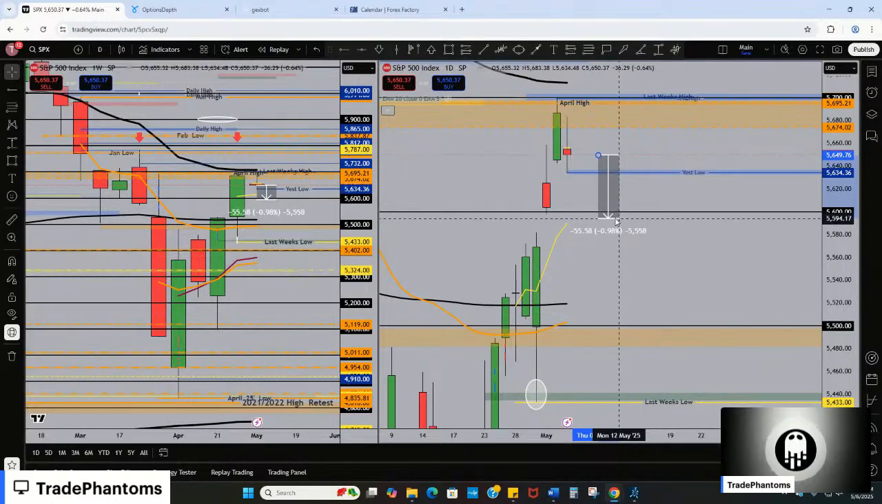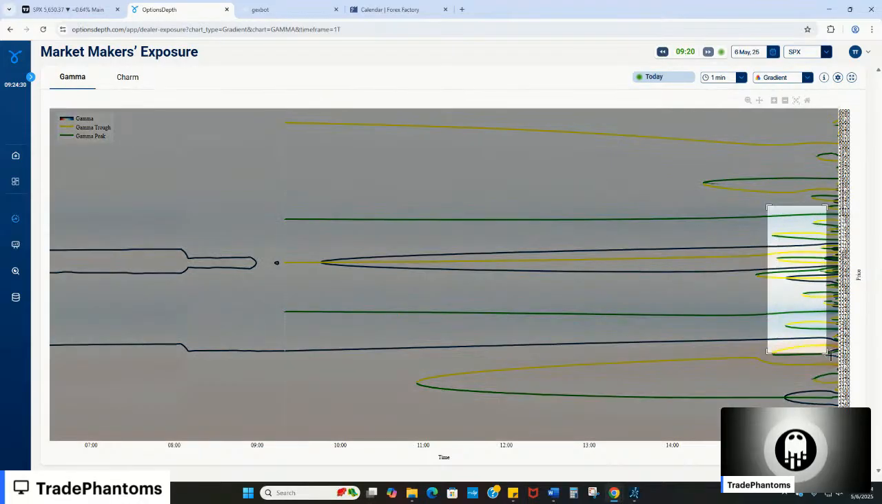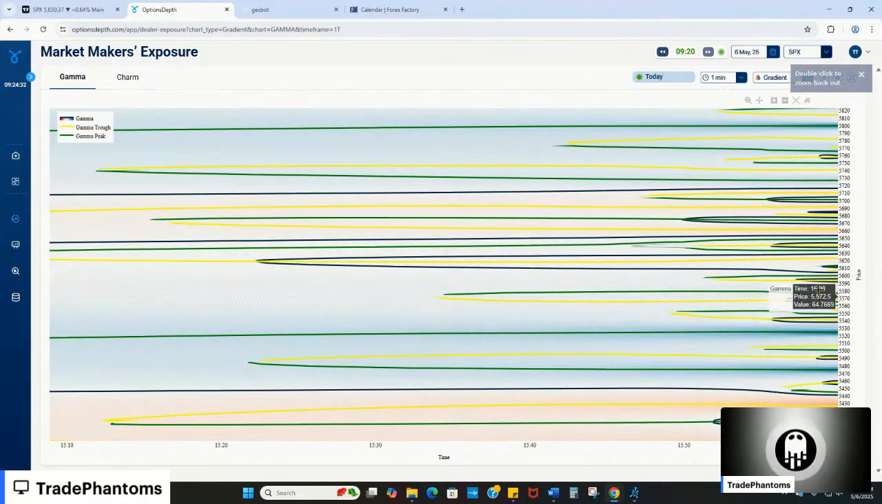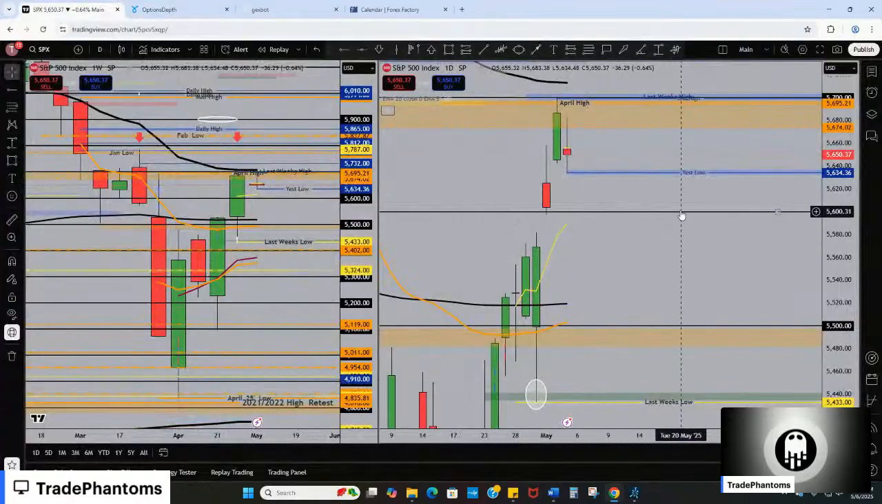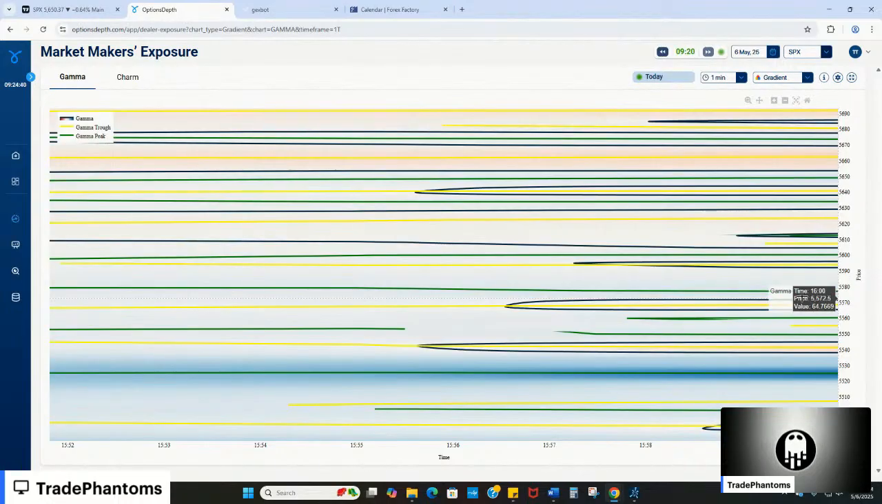But what am I going to do with this information? Well, there's something called options depth that we use, and this is market maker trading exposure based on GEX and gamma. I'm just zooming in here. I don't have enough time to explain this, that's for sure. But getting down to the level of 5,600 gapping down, I want to see where we are in terms of market maker risk exposure, or I should say hedging exposure.